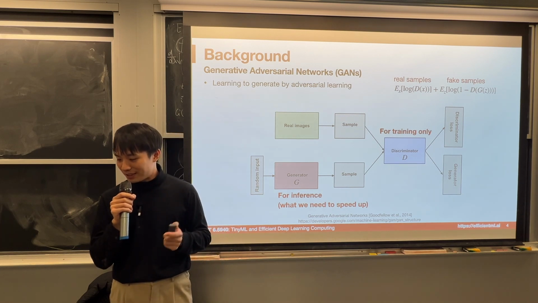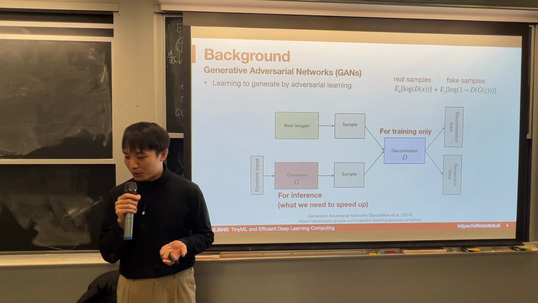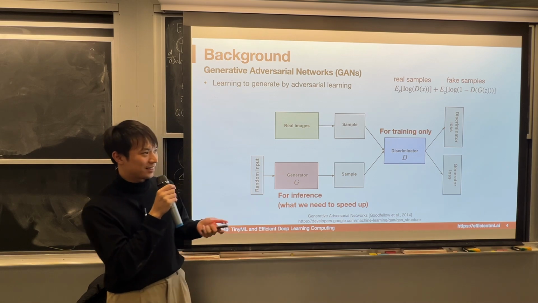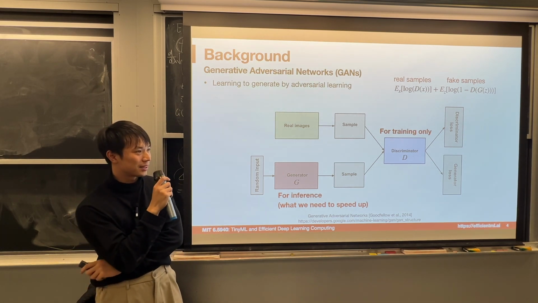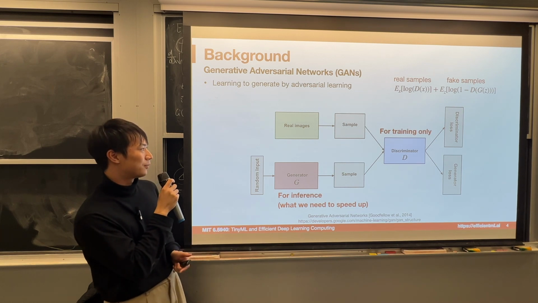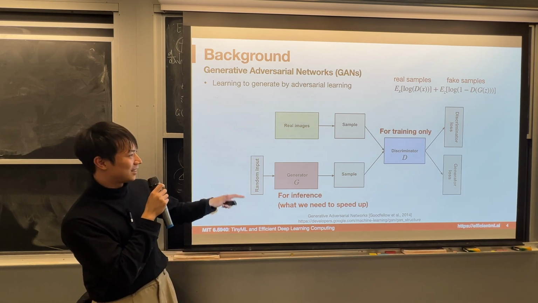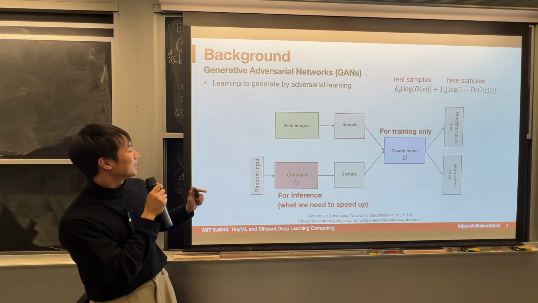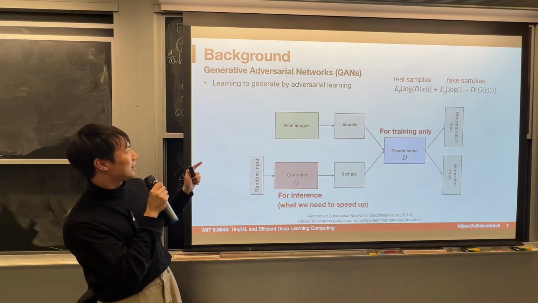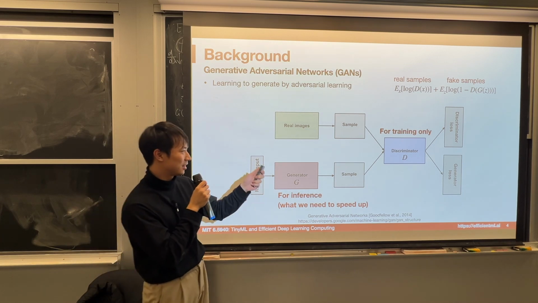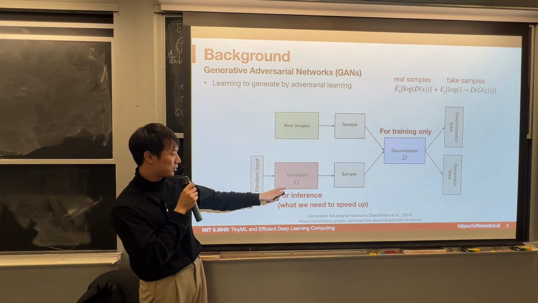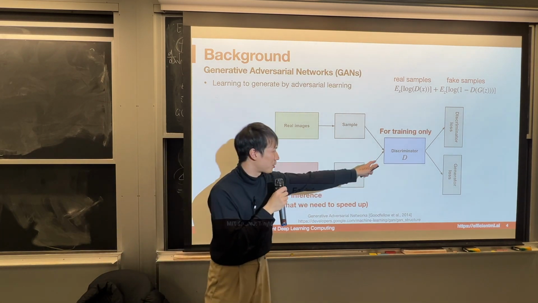GAN, or generative adversarial network, is a kind of model that was the state of the art before the diffusion models. Of course, nowadays diffusion models have become super popular, so they generally take over. So this is the general idea of a GAN model. The main idea is to generate images by adversarial training. The system consists of two parts. The first part is the generator, and the other part is the discriminator.